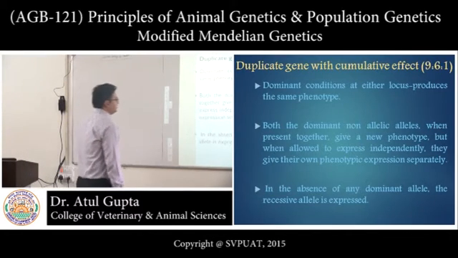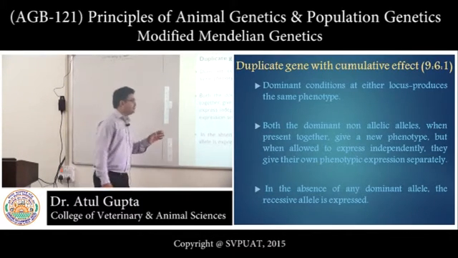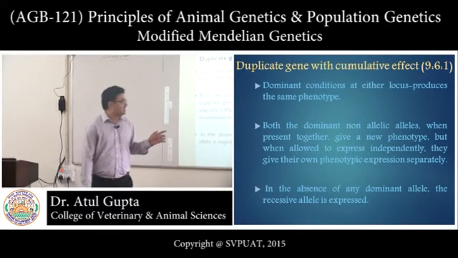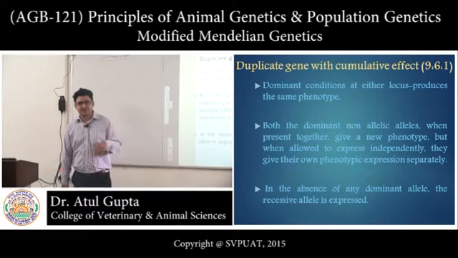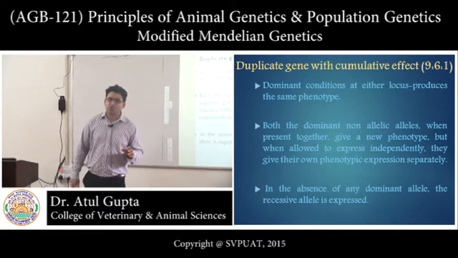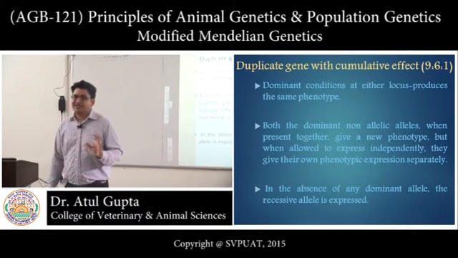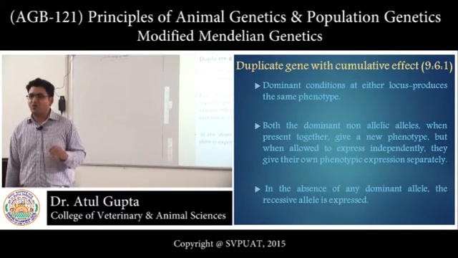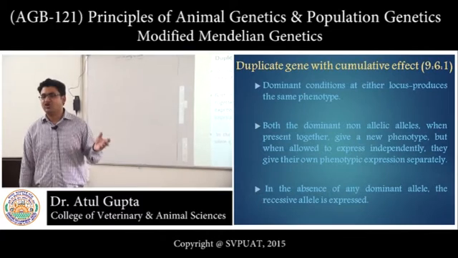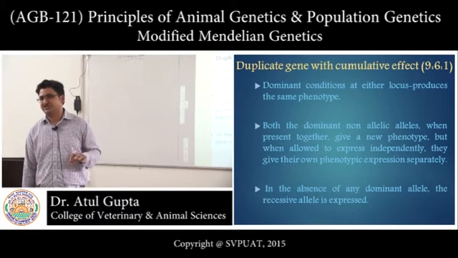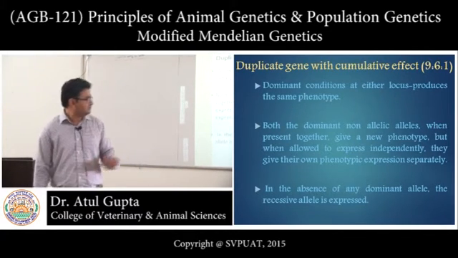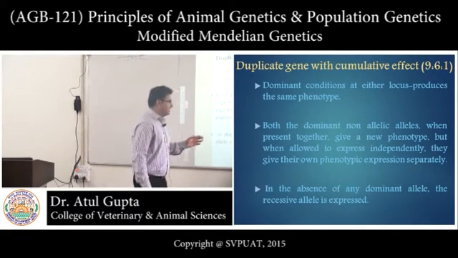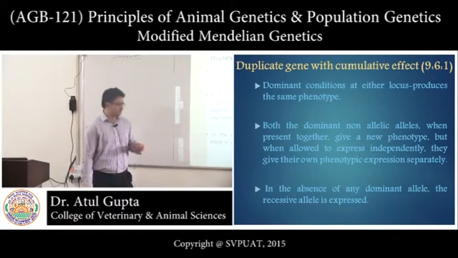Both the dominant non-allelic alleles, when present together, give a new phenotype, but when allowed to express independently, they give their own phenotypic expression separately. That is, when both the dominant alleles are together, they will interact and produce a different or new phenotype. But when they express independently, they produce their own phenotype. In the absence of any dominant allele, the recessive allele is expressed.